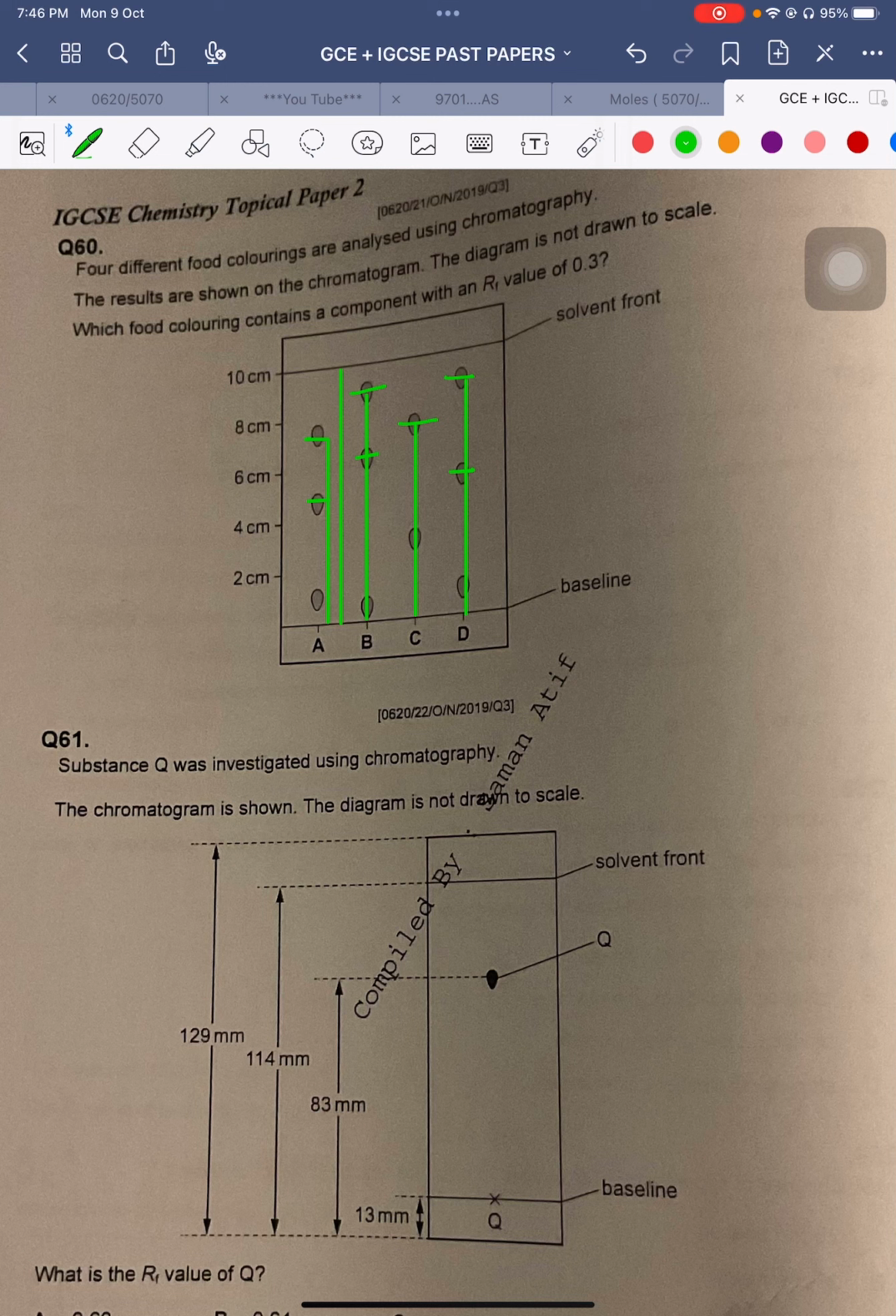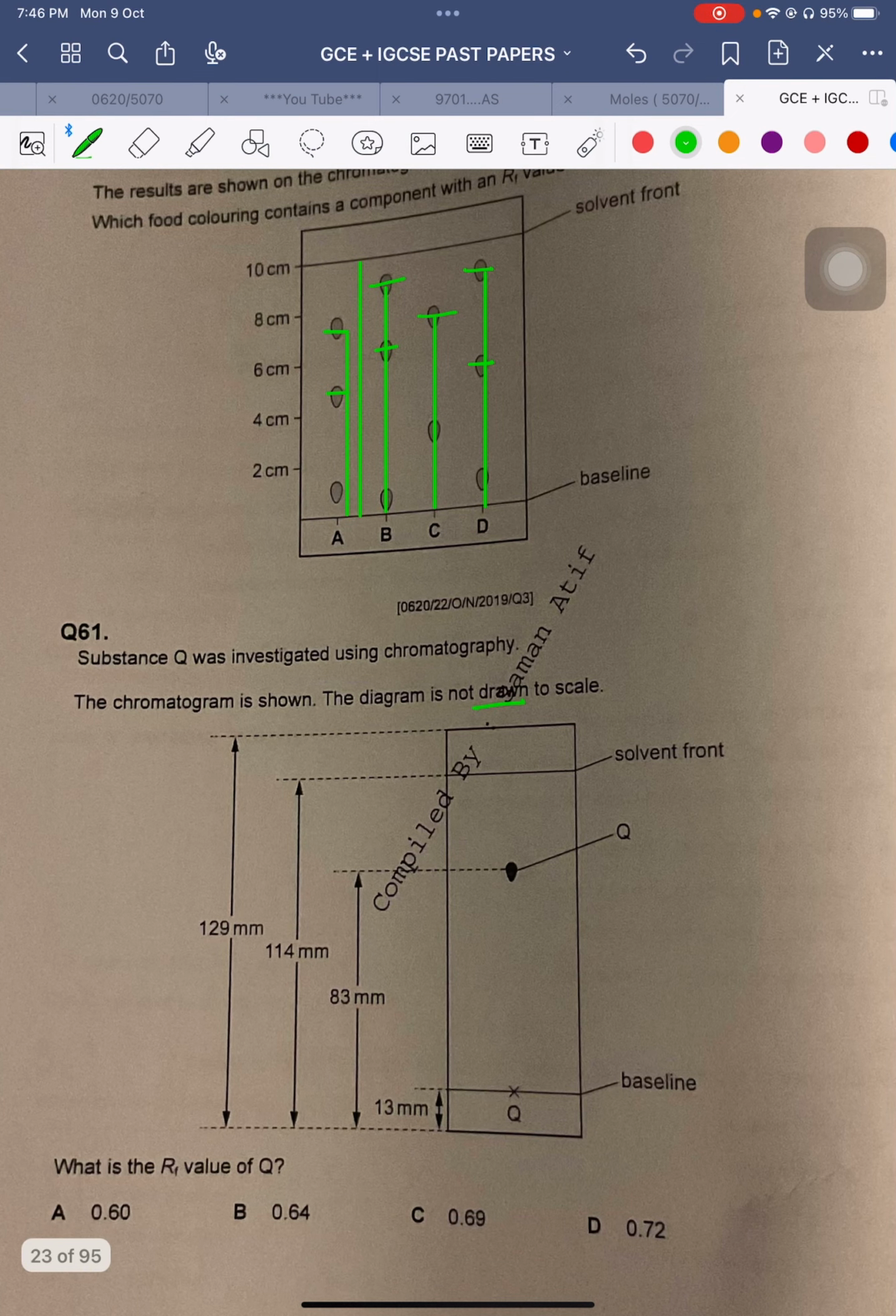Substance Q was investigated using chromatography. The chromatogram is shown. The diagram is not drawn to scale. Okay, so what is the point over there? What is the RF value of Q? Okay, so this is the distance traveled, 88 millimeter. So it means that these are the units in millimeter. There is no need to measure this. You can take your own ruler, which has the centimeter scale on it. Okay, so this is the distance traveled by Q.